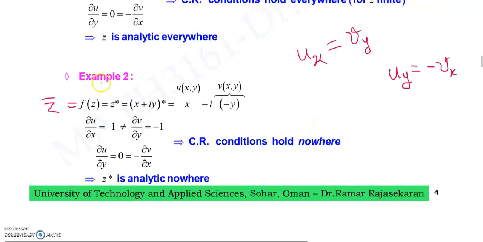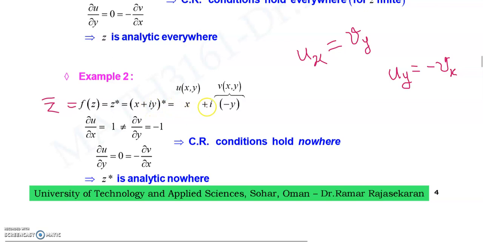Now we see example 2, that is the given function is equal to z star. Here the notation is something different, but we used to say z bar, which is nothing but the complex conjugate of z equal to x plus iy. So now z bar is nothing but z star, is equal to x plus iy whole star, that is z bar. Now what is the complex conjugate? You have to change the sign of i.